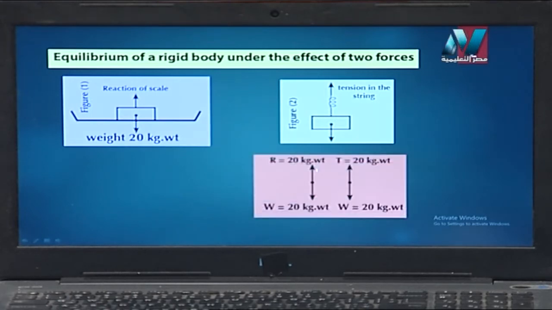Yes. When we draw it, we draw a straight line like that. This is the body, and its weight equals 20 kilogram weight acting downwards, and the reaction or the tension acts upward, and its magnitude also equals 20 kilogram weight. So they are equal in magnitude and opposite in direction. So the body is in equilibrium.